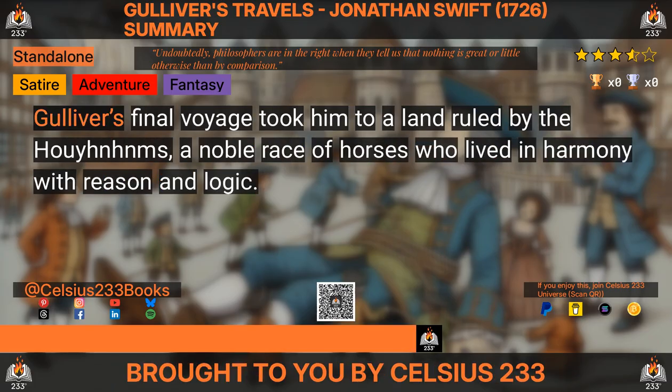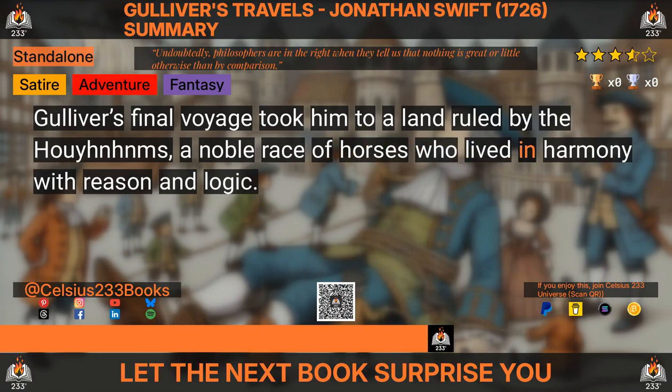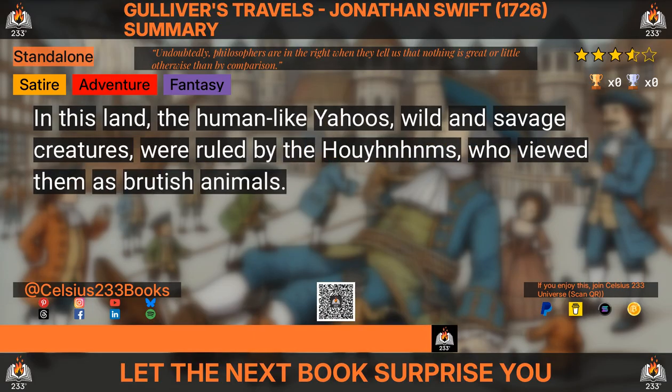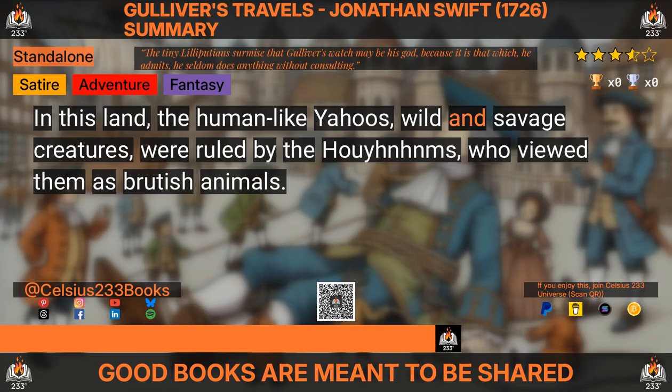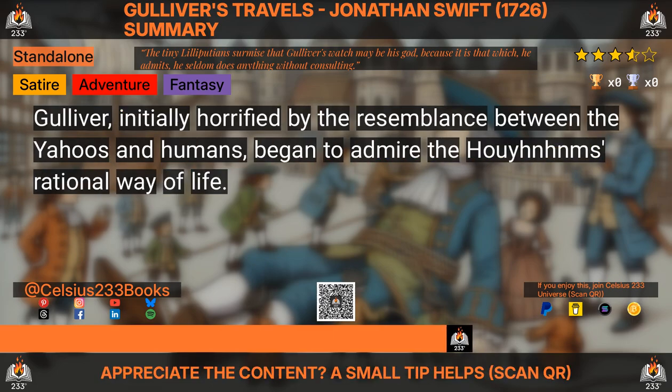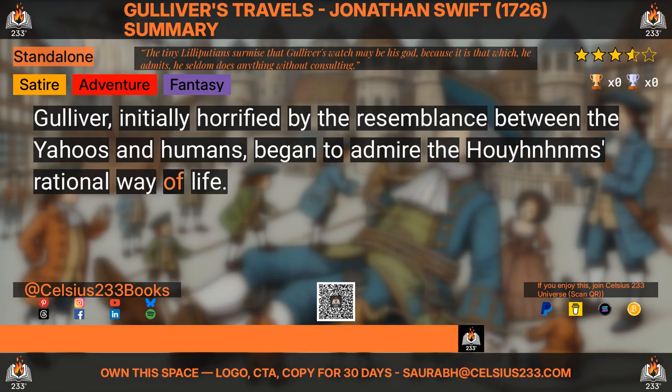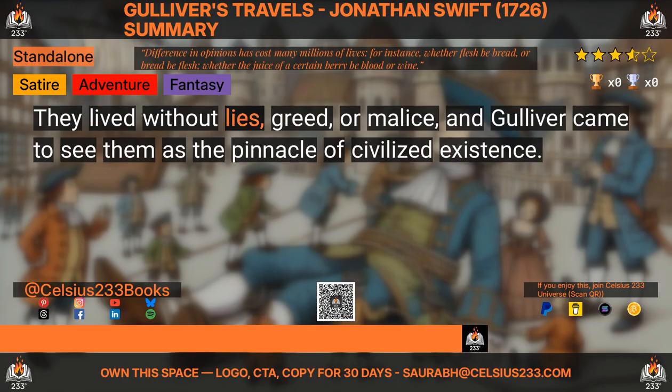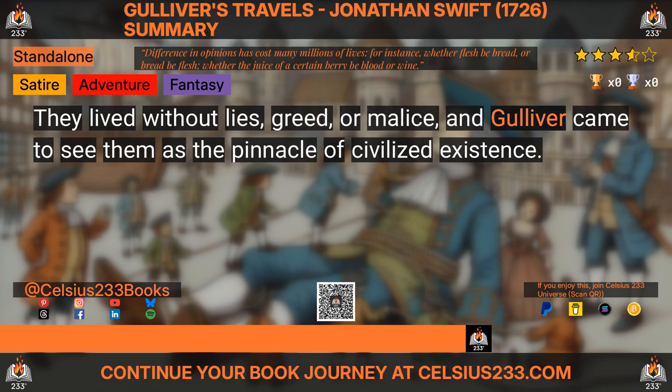Gulliver's final voyage took him to a land ruled by the Houyhnhnms, a noble race of horses who lived in harmony with reason and logic. In this land, the human-like Yahoos, wild and savage creatures, were ruled by the Houyhnhnms, who viewed them as brutish animals. Gulliver, initially horrified by the resemblance between the Yahoos and humans, began to admire the Houyhnhnms' rational way of life. They lived without lies, greed, or malice, and Gulliver came to see them as the pinnacle of civilized existence.